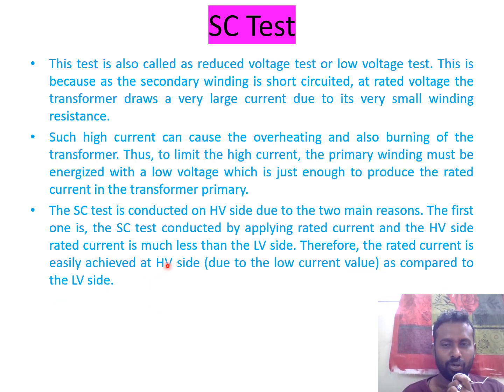In HV, high voltage will have low current. In LV, low voltage will have high current. So the short circuit test is conducted on the HV side, and LV is short circuited. By applying rated current, the rated current in HV is much less than the rated current in LV, because the current in low voltage is higher than the current in the high voltage. So V1 by V2 is equal to I2 by I1. This is the formula that we have seen previously.